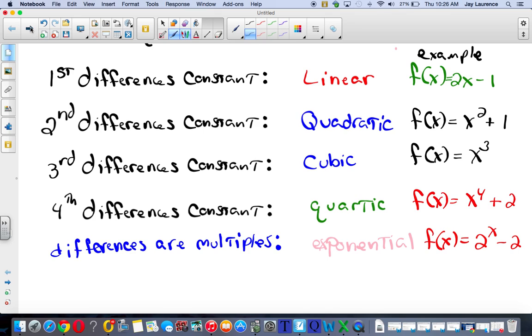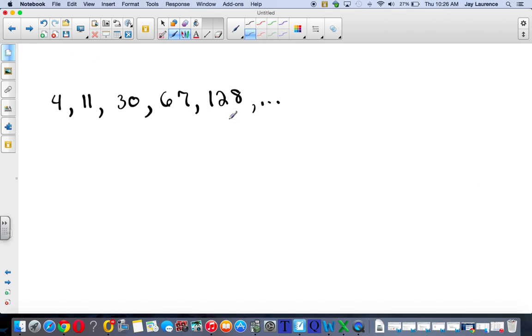All right, so here's what we're going to do. I'm going to give you a sequence of numbers. I want you to pause the video, try to find out what type of function it is, and write the function, okay?